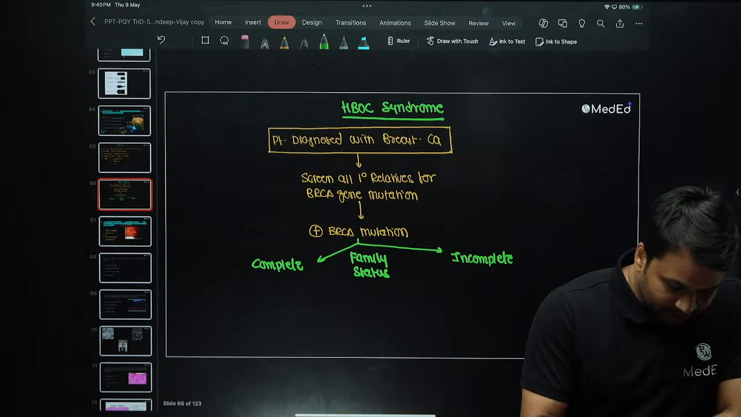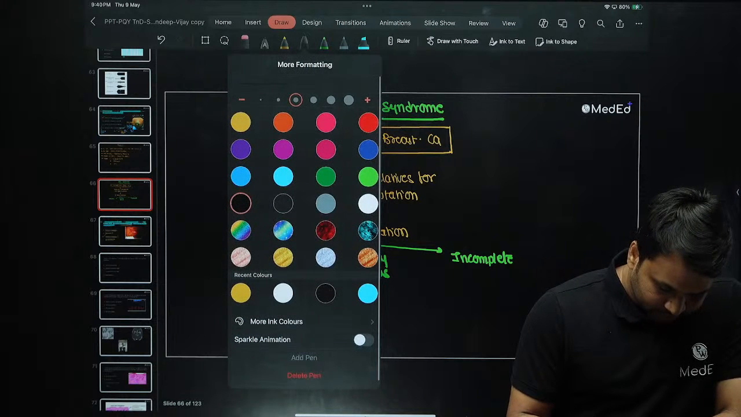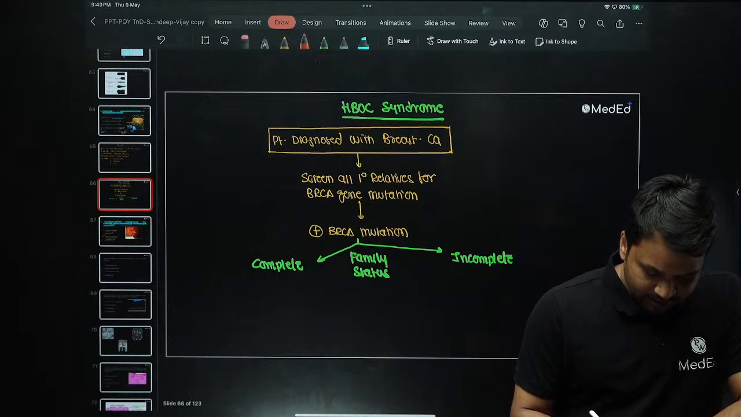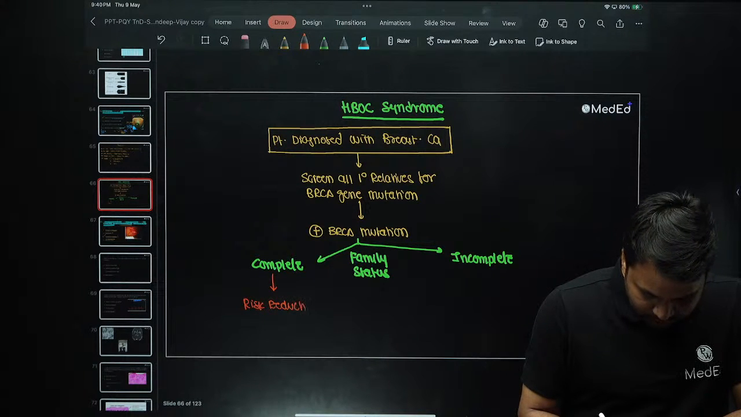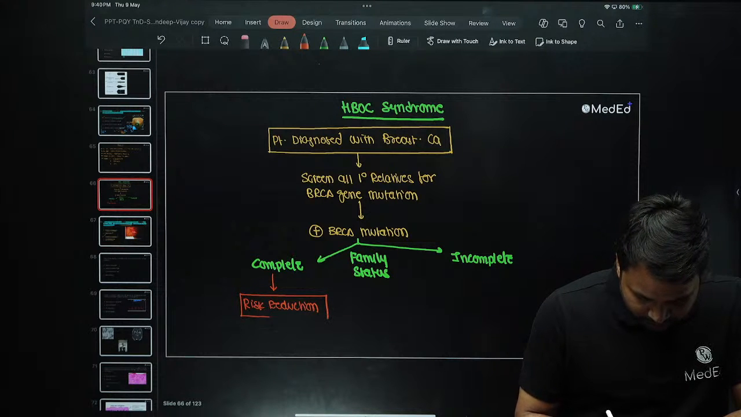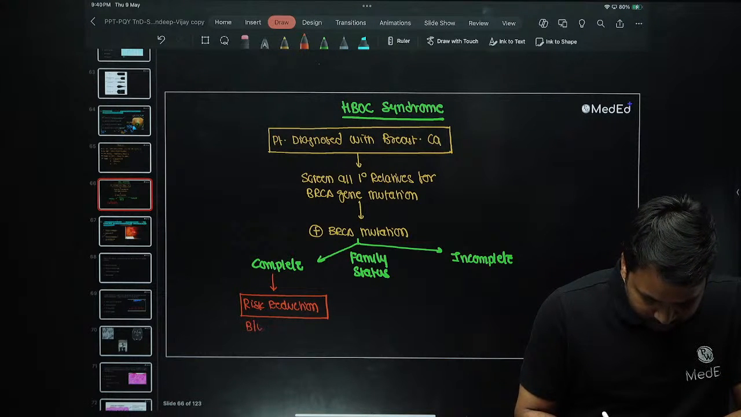Now, if the family status is complete, I will ask the patient for risk reduction surgery. Now, for risk reduction, you can advise the patient for bilateral mastectomy with bilateral salpingo-oophorectomy.